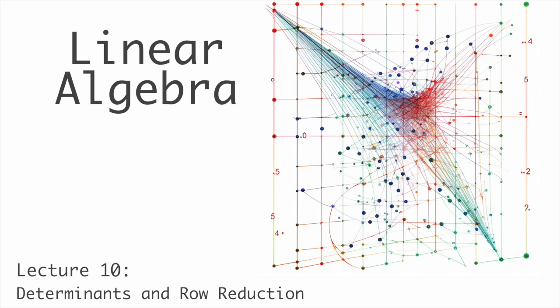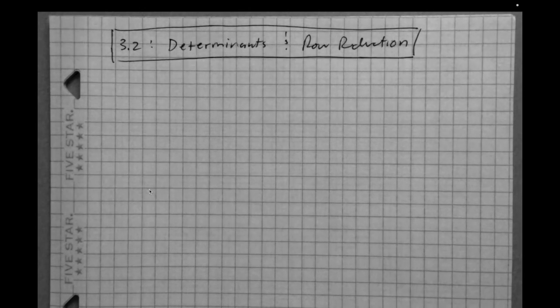The cofactor expansion method that we talked about previously is sort of the formal definition of the determinant, but there are other ways to get to the determinant that may be more computationally efficient. Our method is going to primarily involve row reducing a matrix and then using the reduced matrix to calculate the determinant. Okay, so let's jump into it. We'll call this section 3.2, Determinants and Row Reduction.